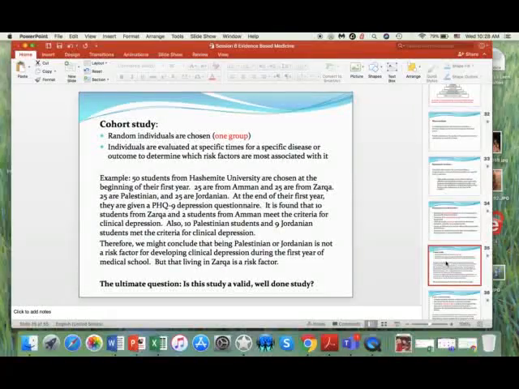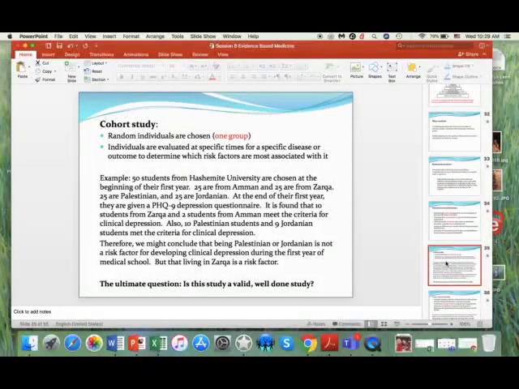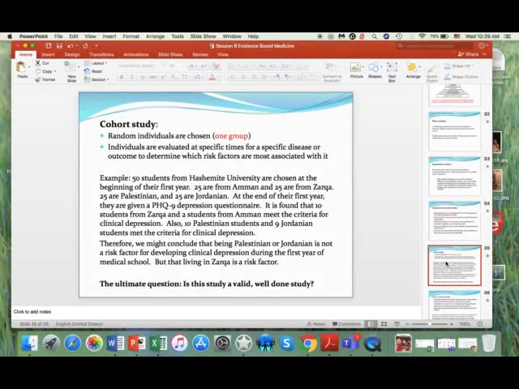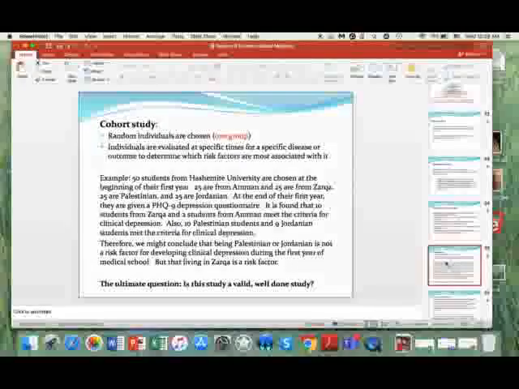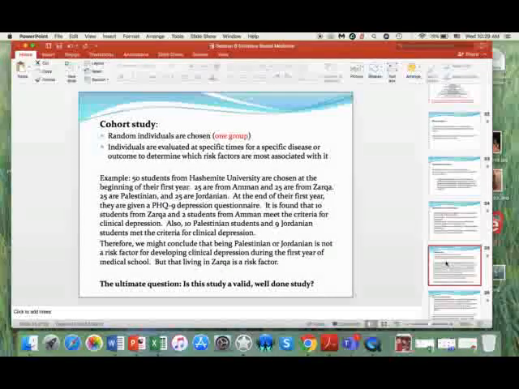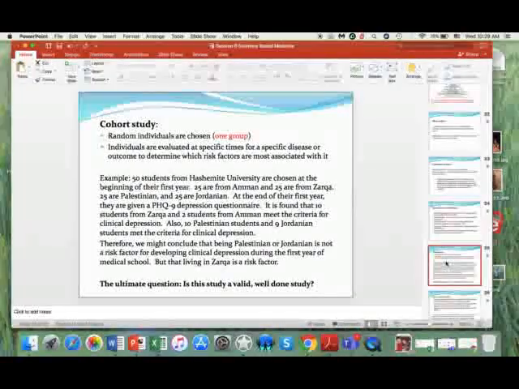And if a patient answers yes to enough questions, then sometimes we'll diagnose them with depression. So this is a questionnaire to evaluate whether people have depression or not. It's found that at the end of their first year, 10 students from Zarqa meet the criteria for depression, and 2 students from Amman meet the criteria for depression. And also, 10 Palestinian students meet the criteria for depression versus 9 Jordanian students.